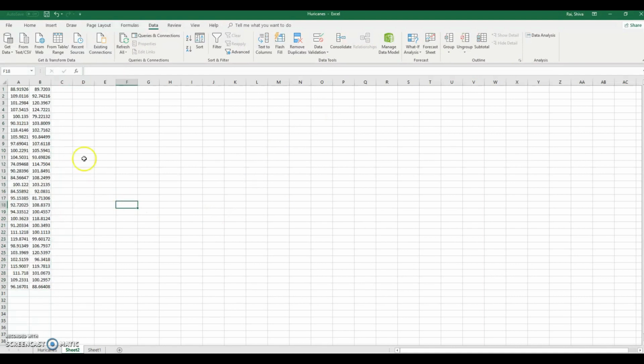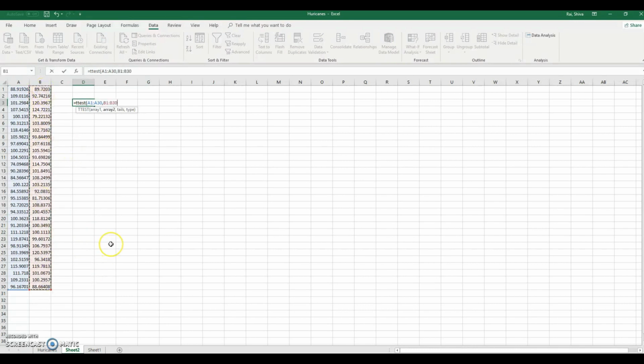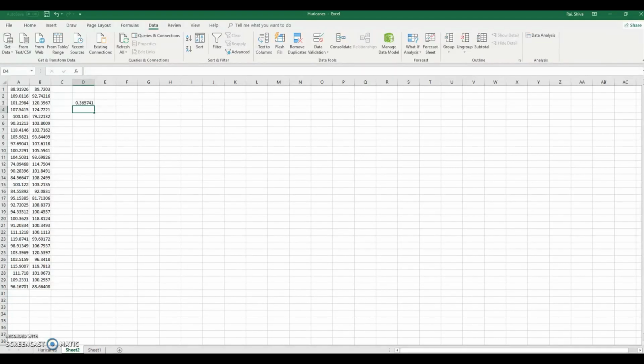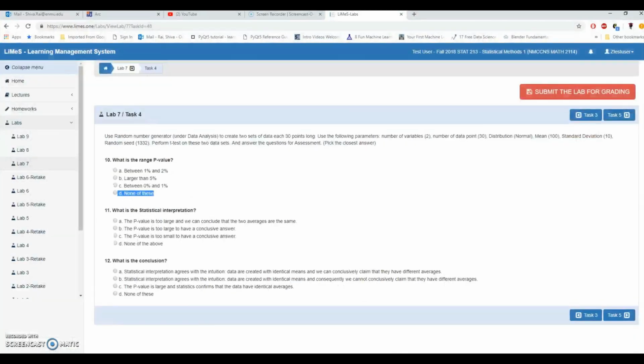Now let us try to figure out the t-test among these two. So equals t-test, this is the first one, comma, this is the second one, comma 2, comma 3, and click on enter. So 0.365741, that's the p-value. 0.36 means it's way larger than 0.05. Okay, and it doesn't lie in any of these ranges, so none of this.